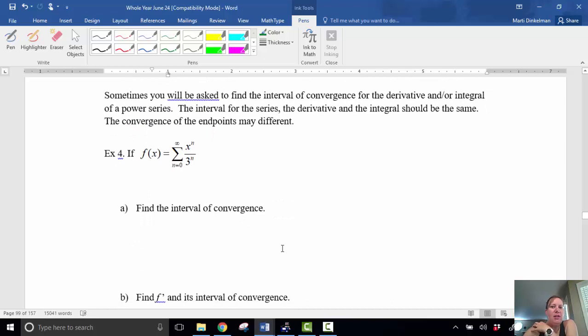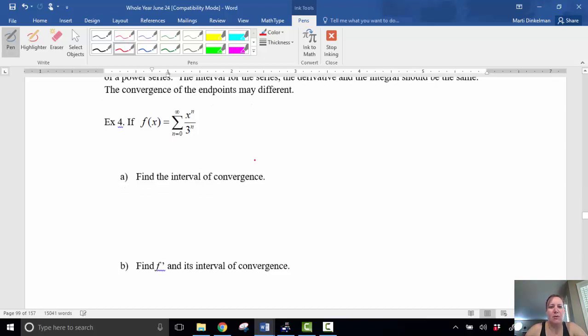Okay, now sometimes you'll be asked to find the interval of convergence for a derivative or an integral of a power series. So that's what this example is going to be. And just a by the way, the interval should be the same for both. It's just whether the endpoints converge or diverge that may differ. And just so you know, if you don't trust me, I really don't mind you testing every time. In fact, as a student, I did that. I was like, I don't know if I think that's going to happen. It turns out it worked out for me. But it's always good to question me a little bit and make sure you believe that's true.